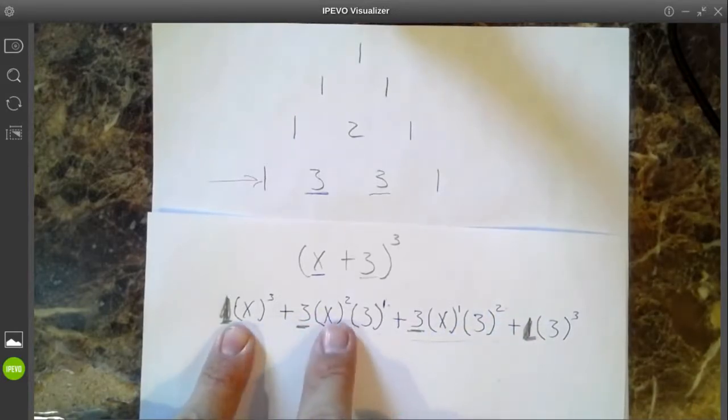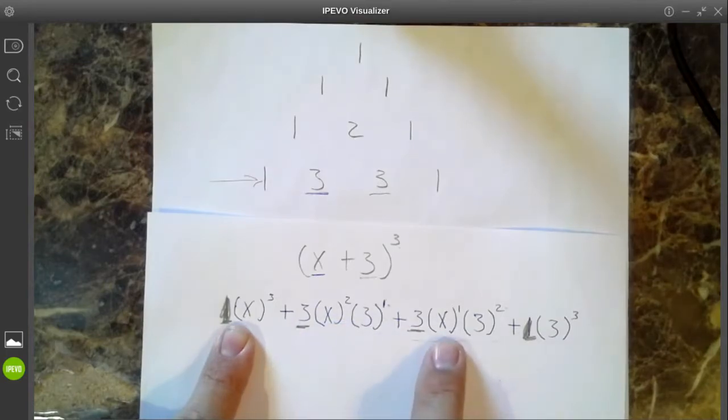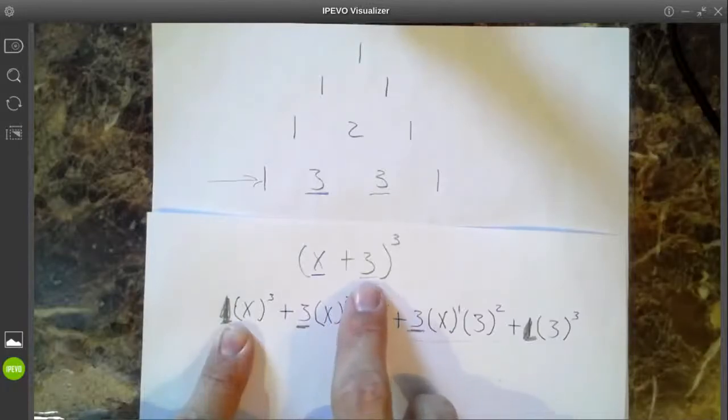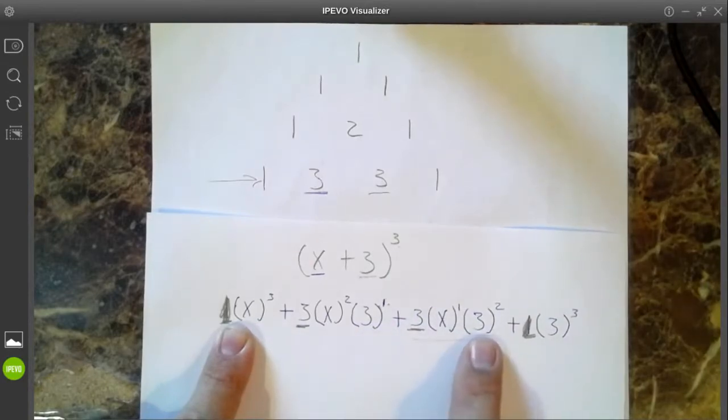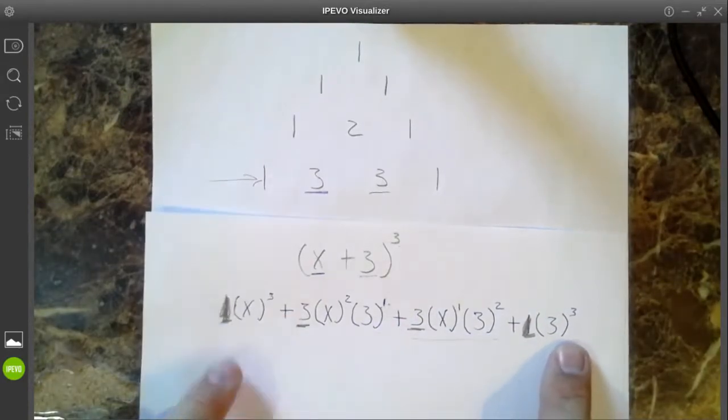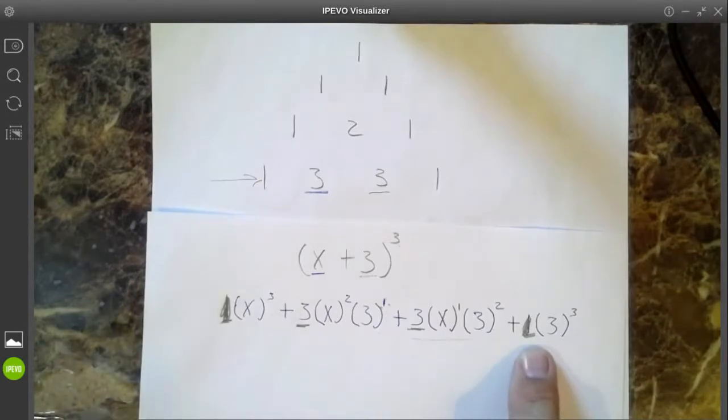So as the powers on the x's descend, 3, 2, 1, the powers for the 3 ascend. There was no 3 at all here, then it's 3 to the first, 3 to the second, and then over here it's 3 to the third, but there's no x at all.